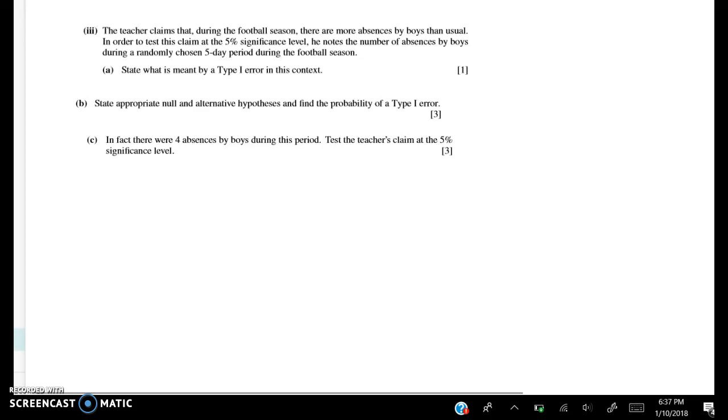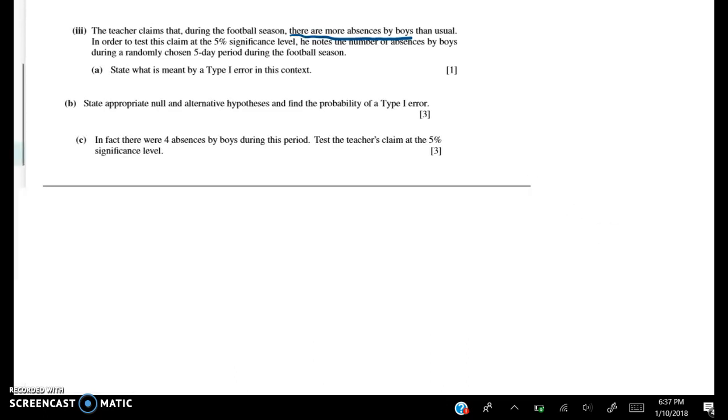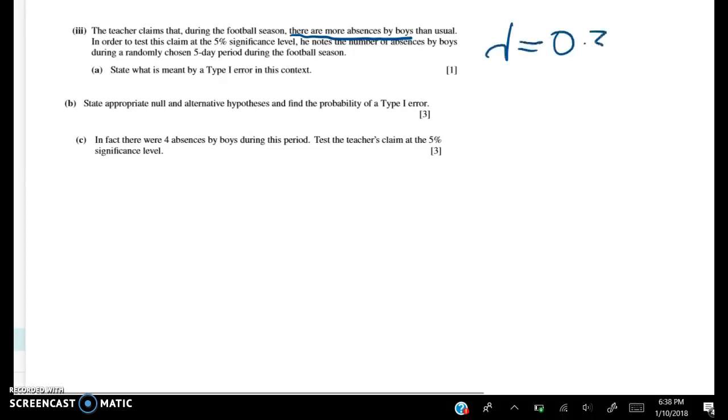Now, this school teacher says that during football season there are more absences by boys than usual. And in part 1 we saw that we had per day a lambda of 0.3. So now we're looking at the number of absences by boys during a randomly chosen 5-day period. And the first thing we have to do is say, what's a type 1 error?